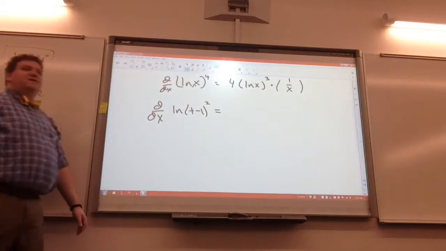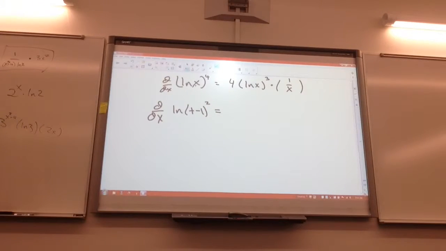What would the derivative of this be? Look at this carefully. What is it asking you to do? Oh, it's the derivative with respect to x. Alright, I got it. Derivative with respect to x of the natural log of t minus 1.